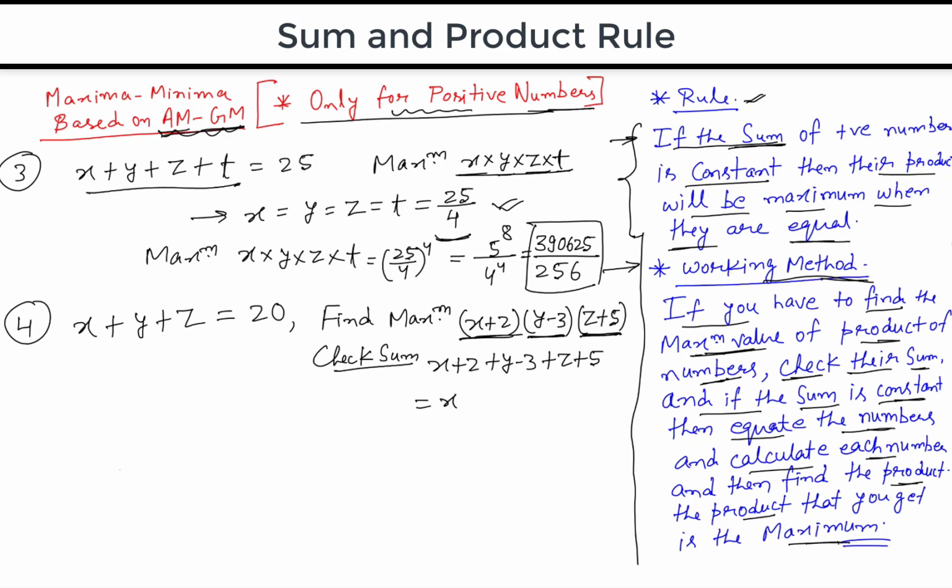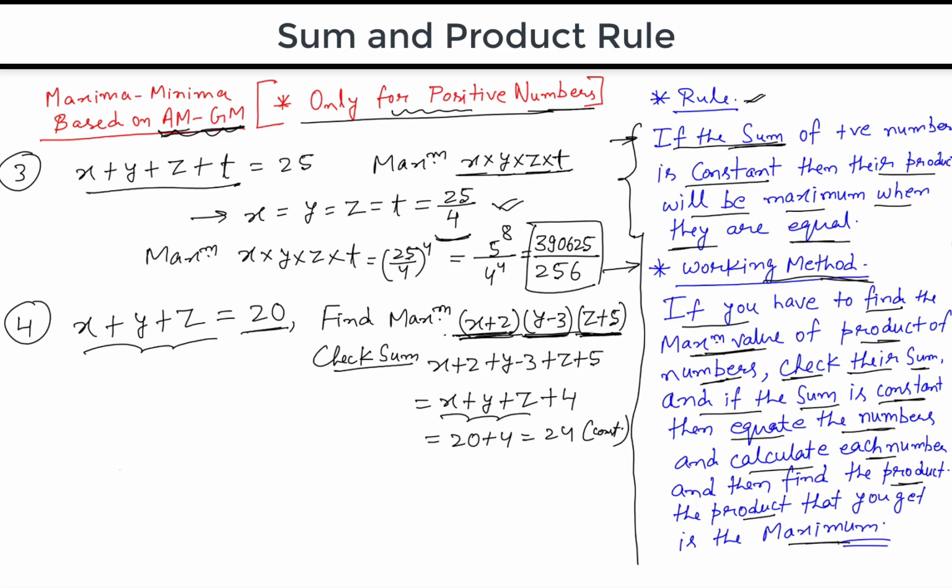This comes out to be x plus y plus z plus 5 minus 3, 2 plus 2, 4. X plus y plus z is given, so now it will be used. It is 20. So it is 20 plus 4, which is 24. Right? Is it constant? Yes, it is a constant. If it is constant, then equate these three numbers, not x, y, z.